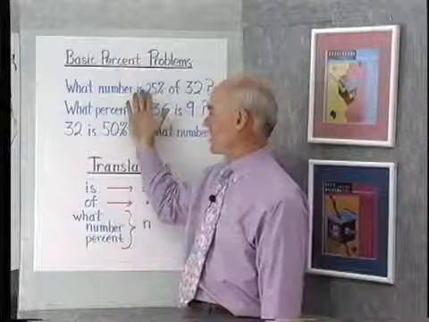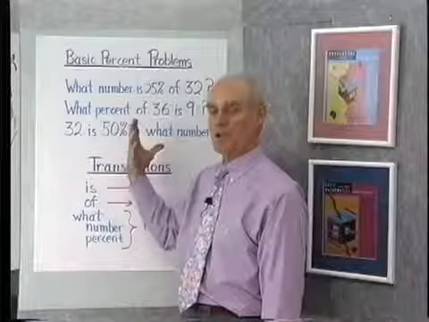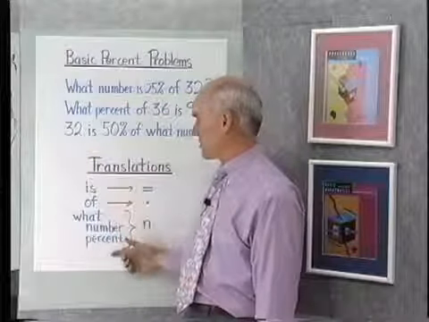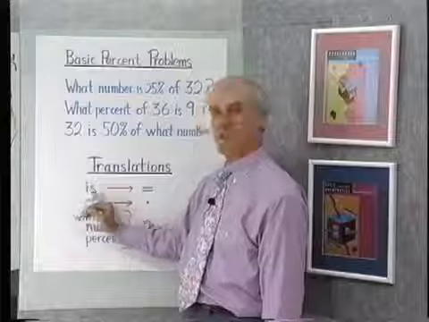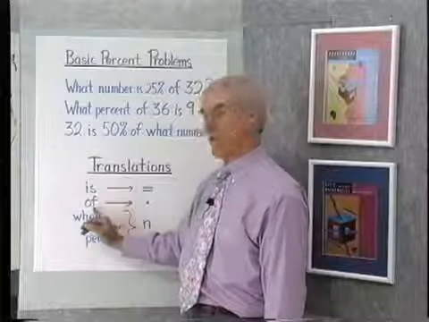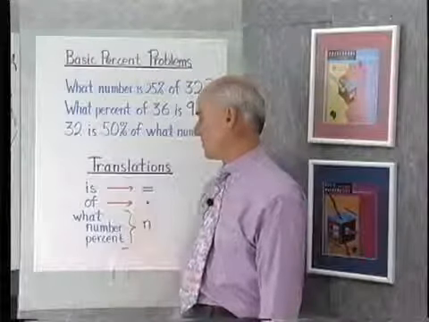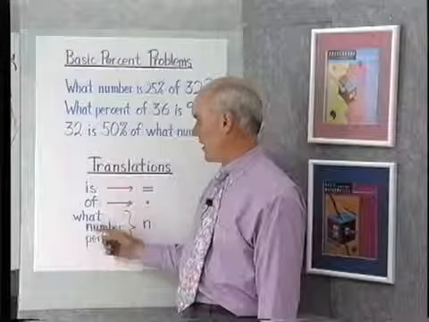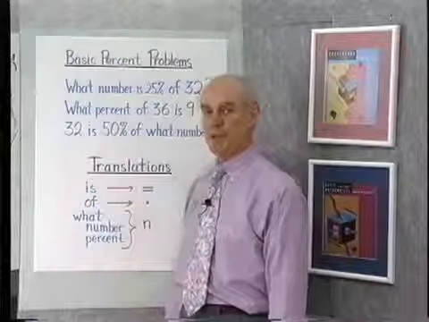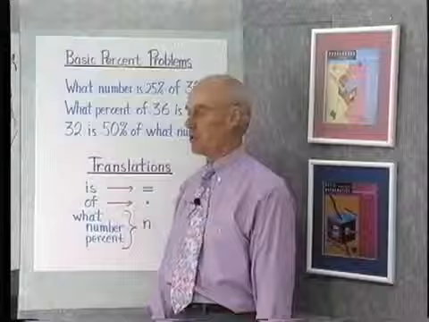Now we're going to take a sentence like this and translate it into an equation and solve it. The translations we use are going to be like this. Is will translate into equal. The word of always translates into multiply. And then if we say what number or what percent, we're going to let that be n or x or whatever variable you would like.